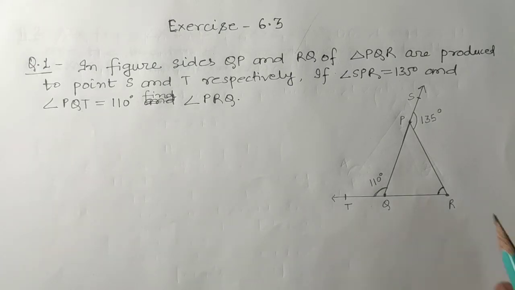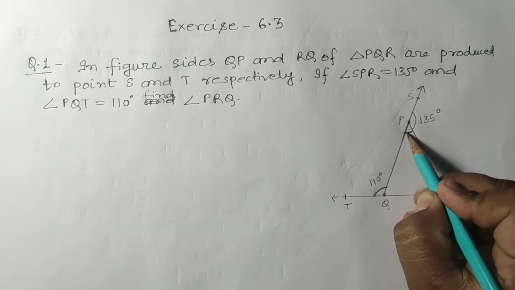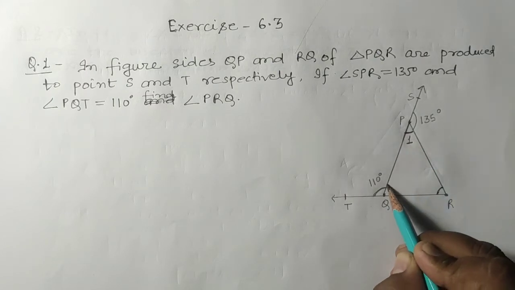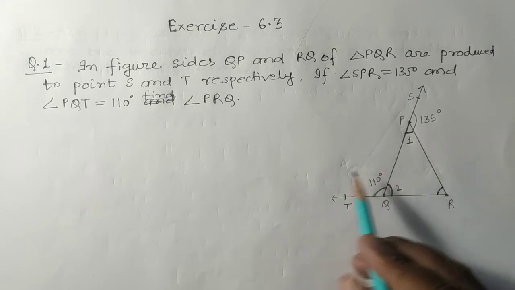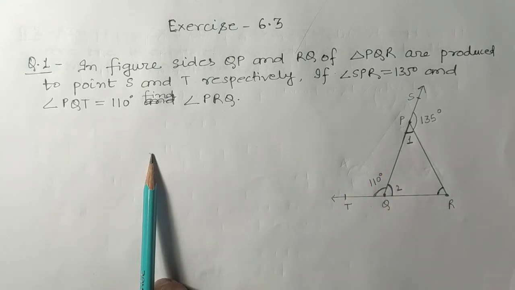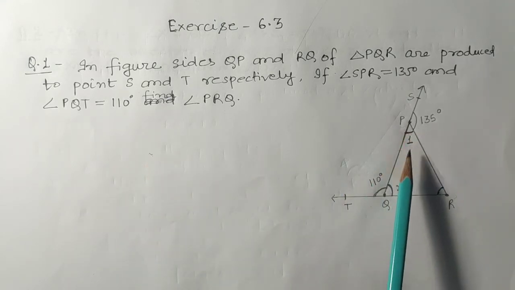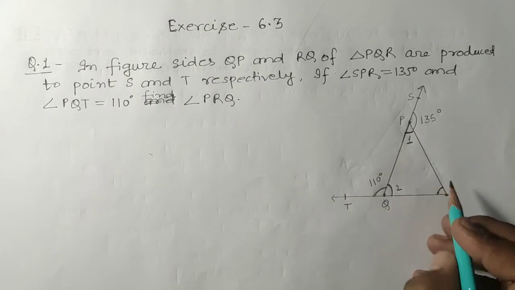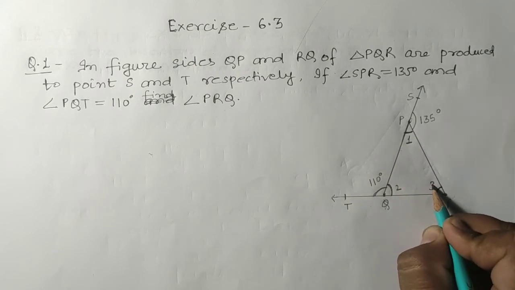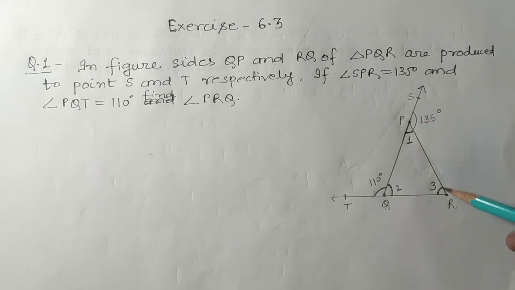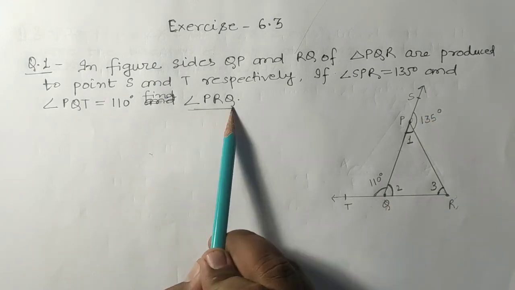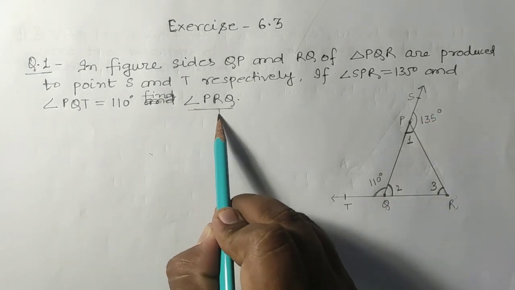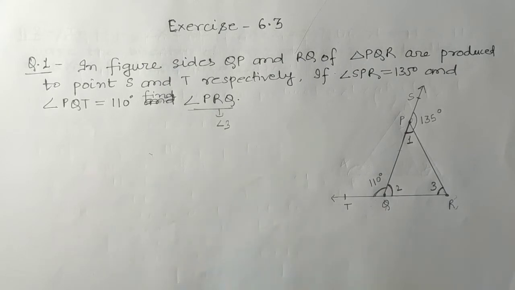Students, let the angles of the triangle, suppose this angle is angle 1, this angle is angle 2, so that we can easily represent the angles. Otherwise we have to write angle RPQ, PQR. So for our convenience we can assume angle 1, angle 2 and angle 3. We have to find angle 3 because this is angle PRQ. Here also we have to find PRQ, so basically we have to find angle 3. How will we find it?